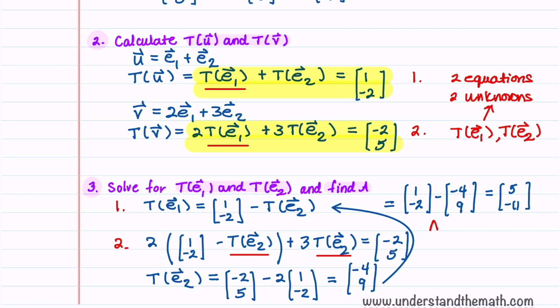Our matrix A, which is what we want to find, is T of e1 and T of e2. We know what these are now, so we can just write down that A is equal to T of e1, which is this vector, and then T of e2, which is this vector. Let's highlight this final answer. This matrix A is the matrix that determines how u and v are transformed and then can be used to find out how other vectors under this linear transformation are transformed.